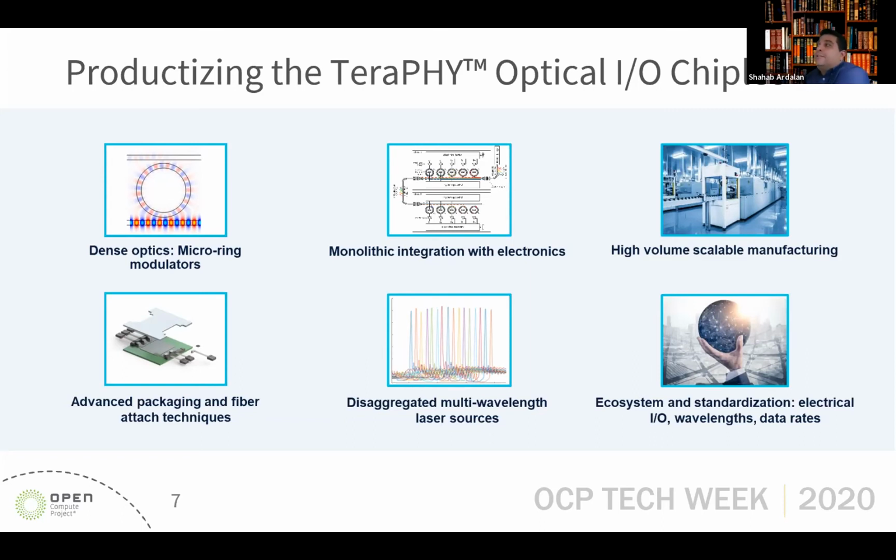And that process needs to be actually in high volume manufacturable quality. On top of that, we need to actually have advanced packaging, because right now the fiber is actually coming directly to our package. And since we are actually increasing the data rate by having a multi-wavelength approach, we need to actually have a good source of the laser, which gives us a multi-wavelength laser. And all this thing needs to be in the ecosystem and actually a kind of a standard around it, which we already started and we are doing.